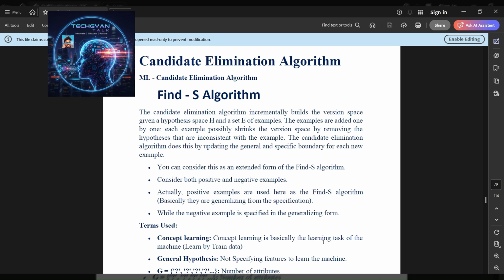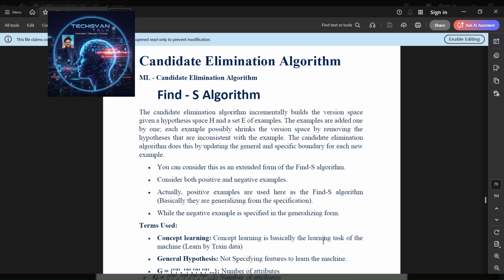You can consider this as an extended form of the Find-S algorithm, and it considers both positive and negative examples. In the Find-S algorithm, we normally take only the positive examples. Since this is an extension, here we are taking both positive and negative examples. Positive examples are used as in the Find-S algorithm; basically, they are generalizing from the specifications.